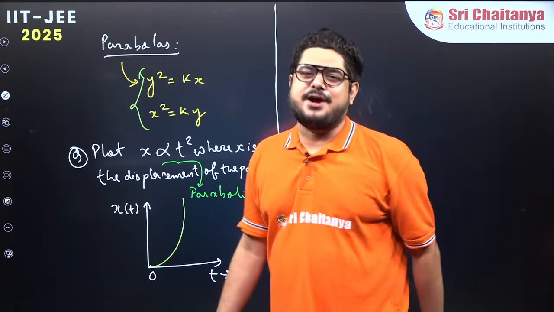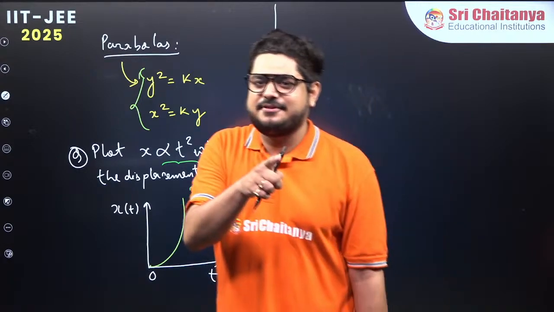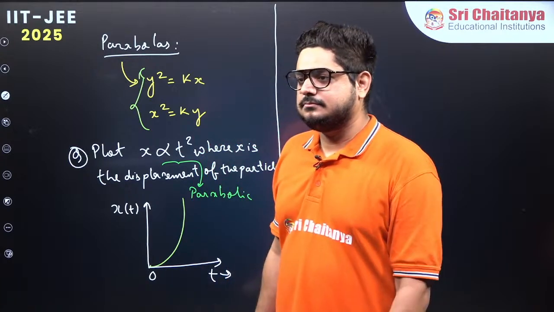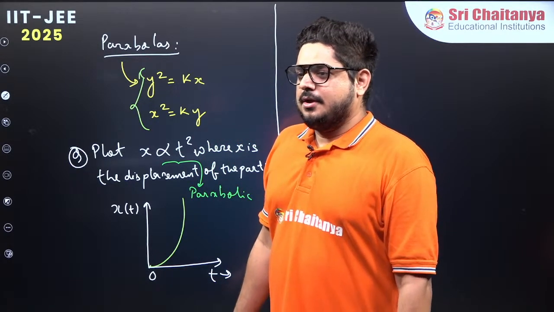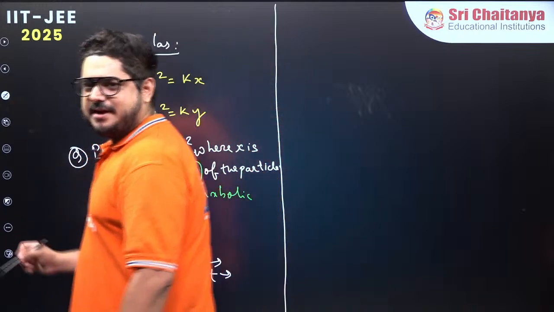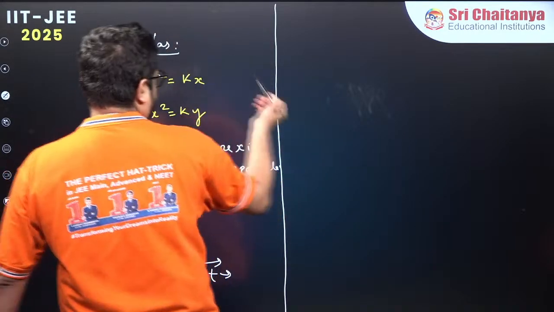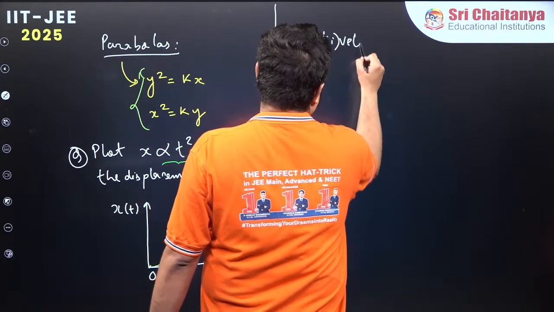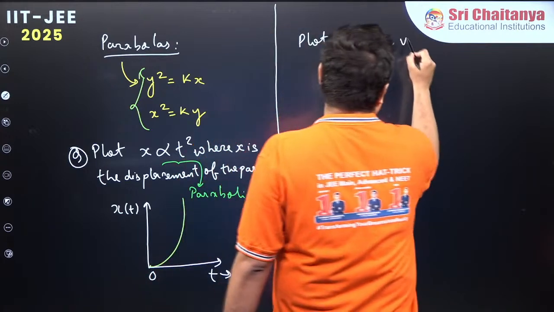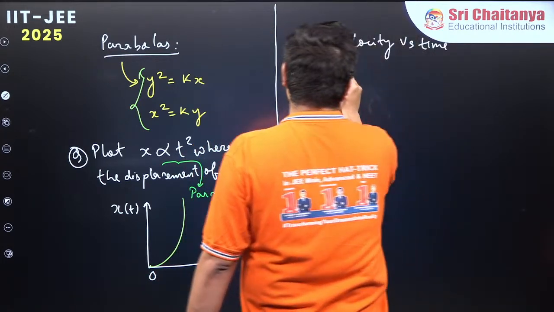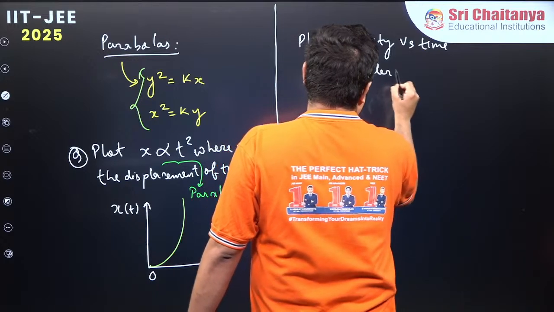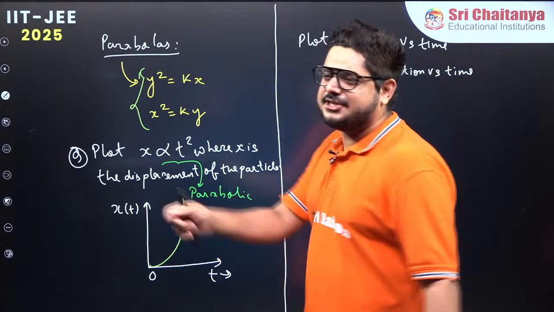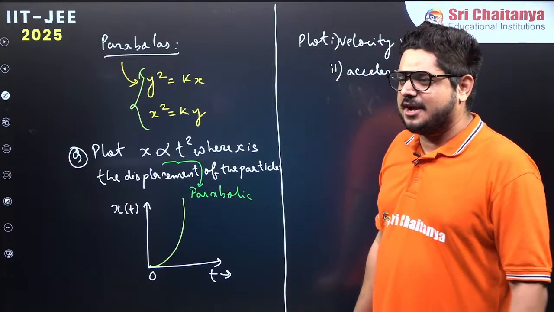Now I want everyone to plot the velocity time graph and the acceleration time graph. Can you tell me the nature? Let's try to continue. Plot velocity versus time, and the next one is going to be acceleration versus time. Obviously you cannot show me the plot, but definitely you can mention the nature of the graph. Can you mention the nature of the graph, everyone?